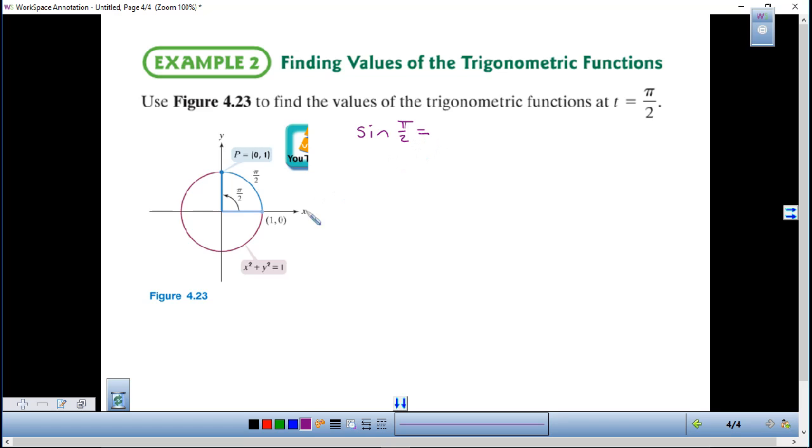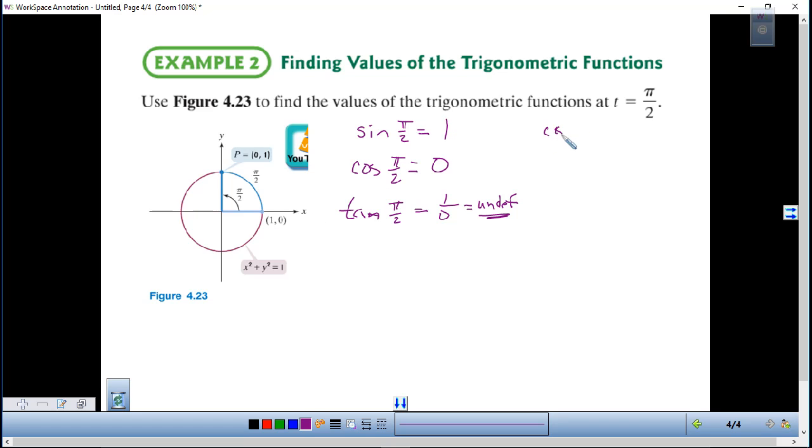So when we set this up, nothing changes. Sine of pi over 2 is still just going to be your y value. Well, our y value here is 1. And your cosine of pi over 2 is going to be just your x value, which is 0. And your tangent is still going to be sine over cosine. Well, there's where we run into our problem, and this is where we had those limitations where your x value or your y value could not equal 0, because then you end up with an undefined situation. So the tangent value for pi over 2 is undefined.